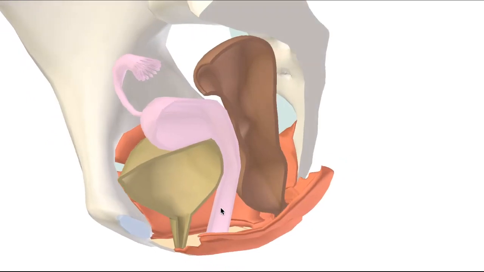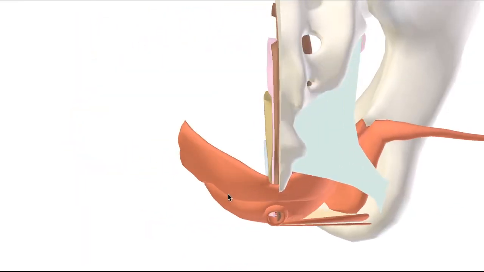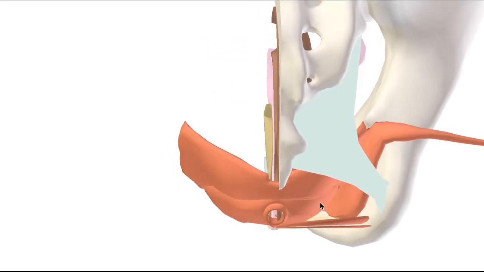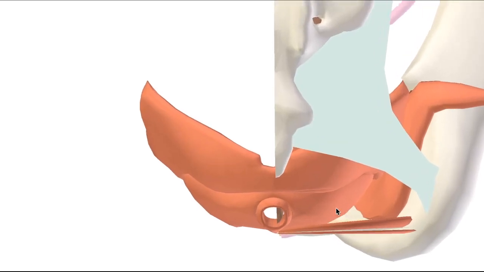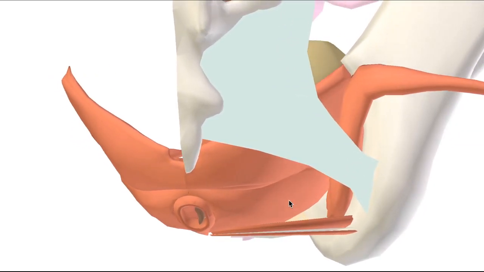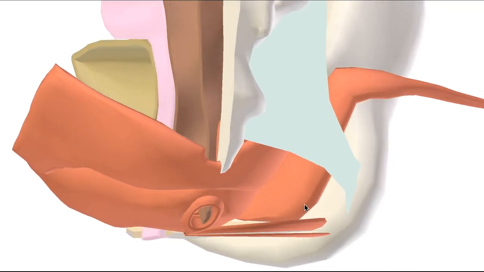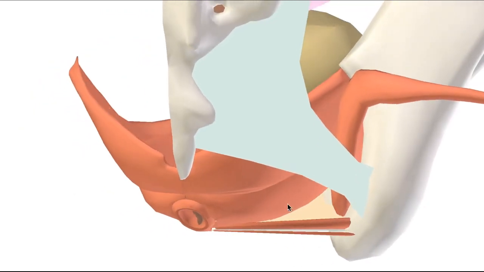The ischioanal fossae are directly lateral to levator ani here. It contains mostly fat and thus acts as a kind of cushion surrounding the hammock. In this model, we've scraped out all of the fat, which usually fills the space. And so this opening, you can see here, is the ischioanal fossa.